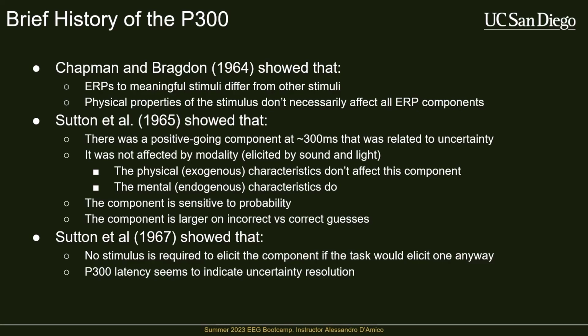But Chapman and Bragdon had a really interesting experiment. They had two different types of stimuli: stimuli that were numbers, and stimuli that were just bright flashes of light.